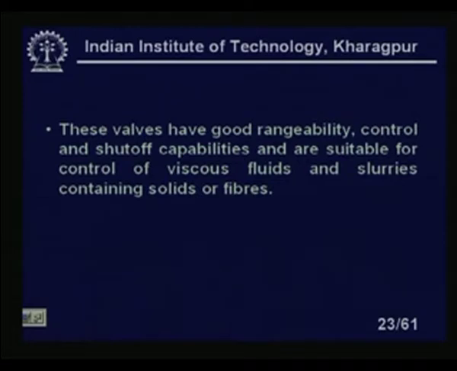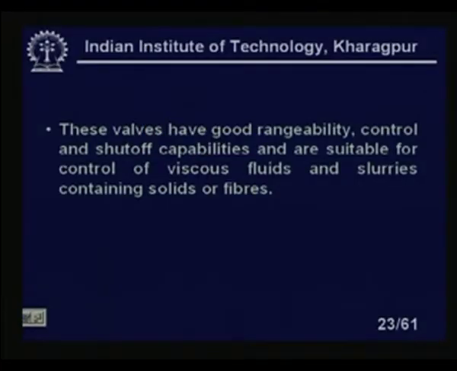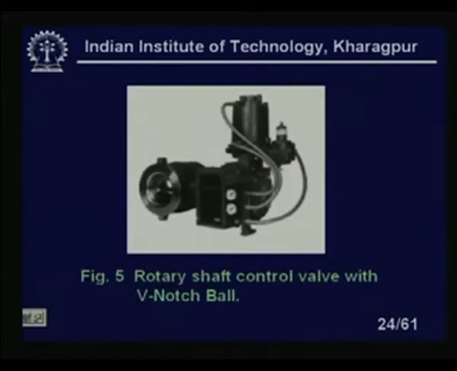It is also suitable for the control of viscous fluids and slurries containing solids and fiber. This is a very common situation you will see in the process industries. You will not necessarily always find water. Very viscous liquids may flow, and they may contain slurries and other fibers. So, in that type of situation, ball type valves will be important. This is a rotary shaft control valve with a V-notch ball. You can see here this is a V-notch ball valve.